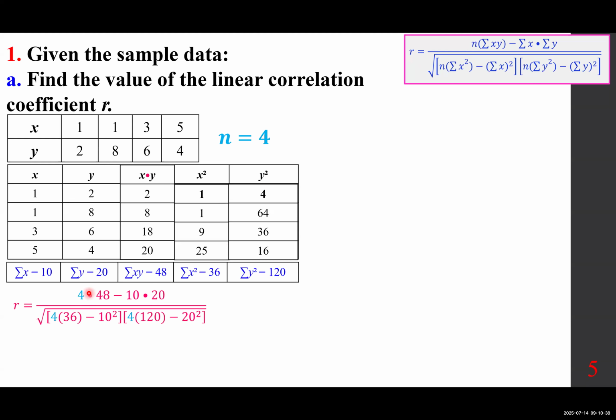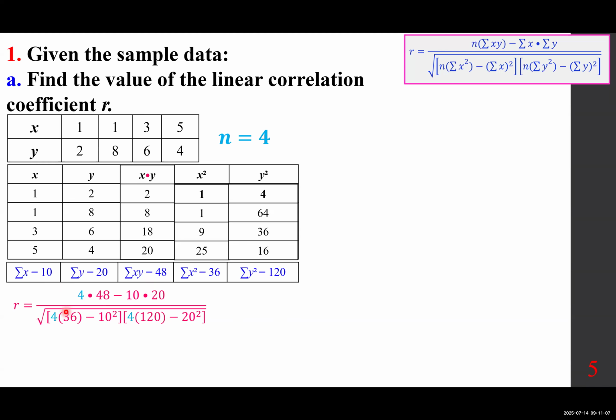Put it into the formula. N, which is 4, times summation of xy. That's the formula we are going to use. That's the formula, everybody. Okay. 4 times 48 minus summation of x, which is 10, times summation of y, which is 20. That's the numerator. Then square root.